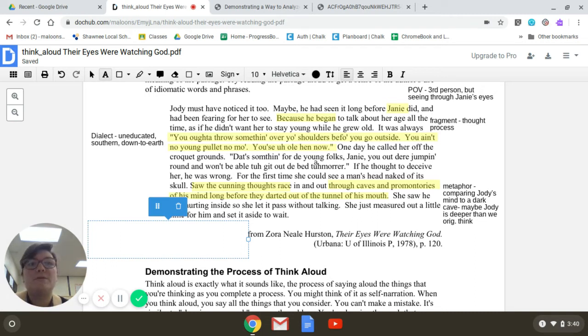Okay, that the purpose of all of these stylistic choices is to get us to see eye to eye with Janie, to sympathize with her, to empathize with her, and to experience the story really from her mindset. So I'm going to write that in here. I'm going to mention the stylistic elements that I saw, and then I'm going to draw my conclusion.